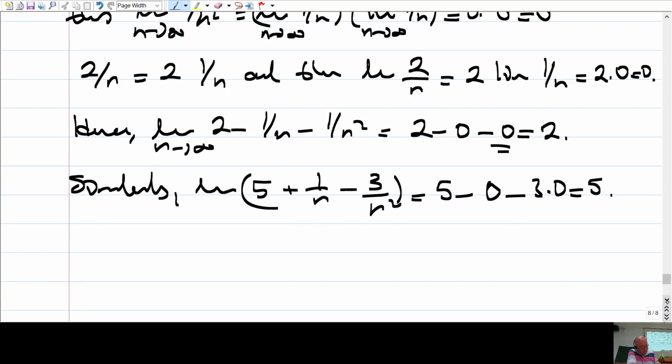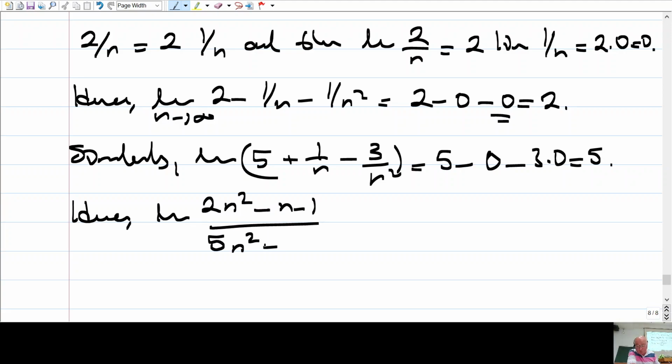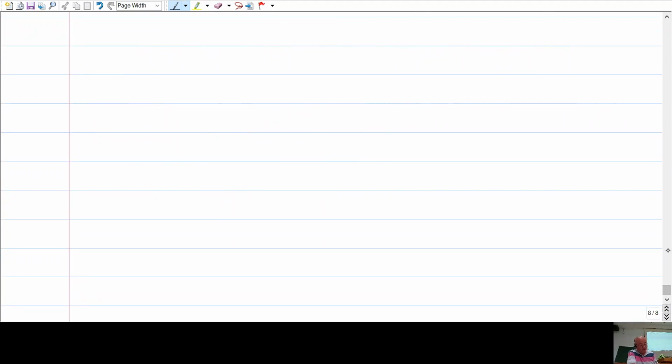Hence, the limit of (2n squared minus n minus 1) divided by (5n squared plus n minus 3) is just 2 over 5. Okay?